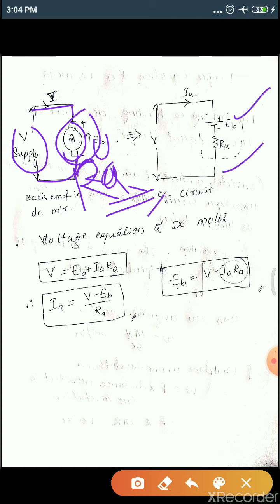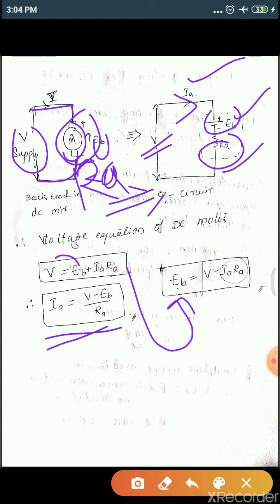Let's see the voltage equation of the DC motor. V is equal to this plus this. The current flowing through this is IA. Therefore V is equal to EB plus IA into RA. Therefore IA from this equation can be written as V minus EB divided by RA. And from this equation we can also say that EB is equal to V minus IA RA.